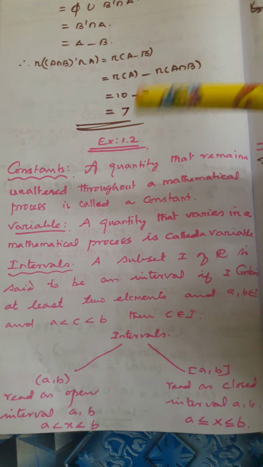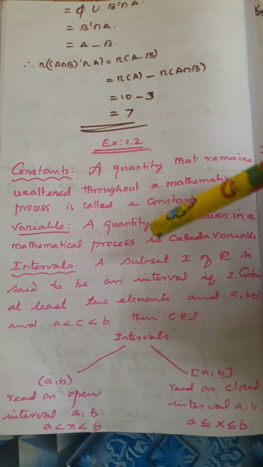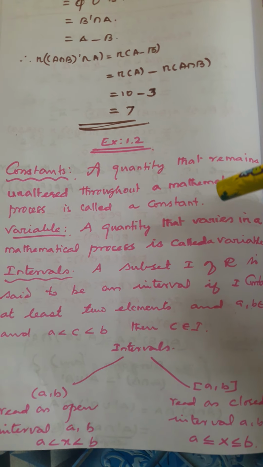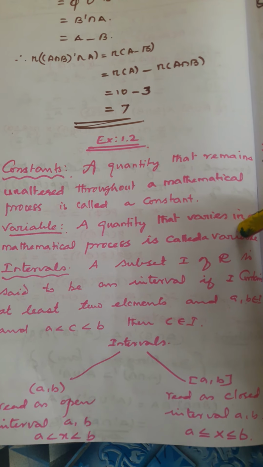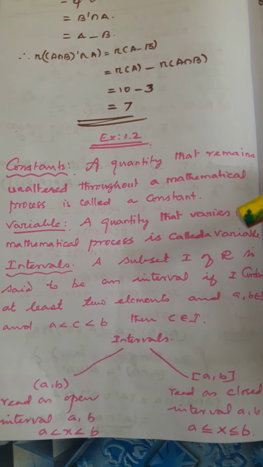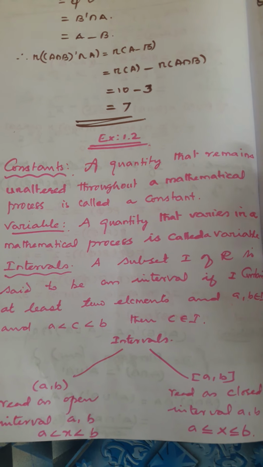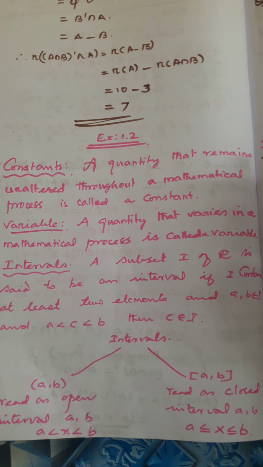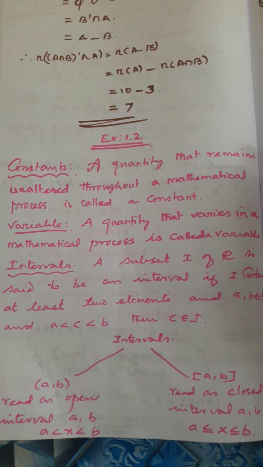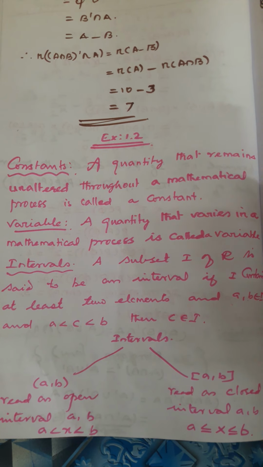It's clear. Like that, variable: a quantity that varies in the mathematical process is called a variable. It can change the values, that is called a variable, right? For example, y equal to mx plus c, your x and y are variables, m and c are constants.